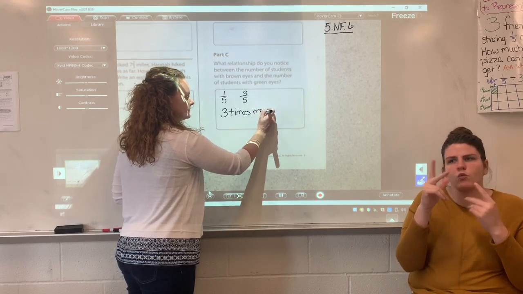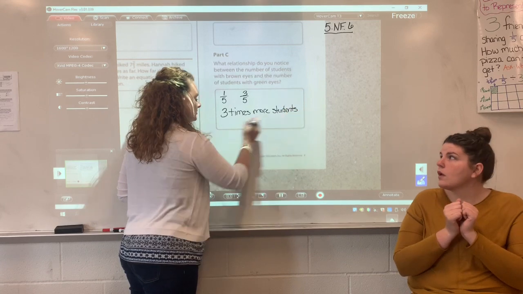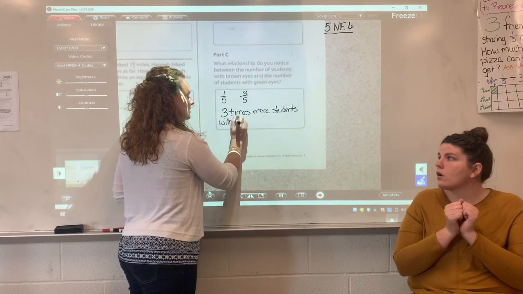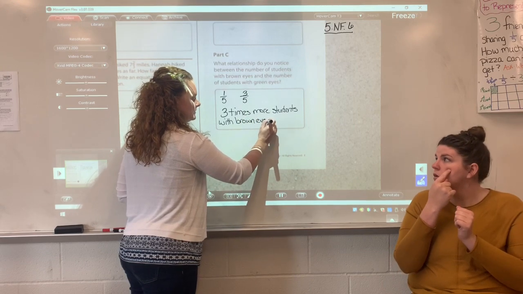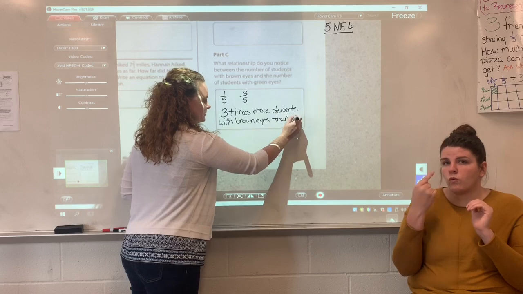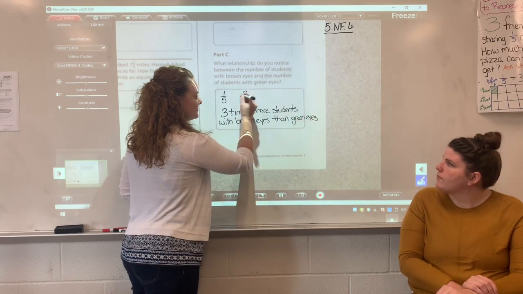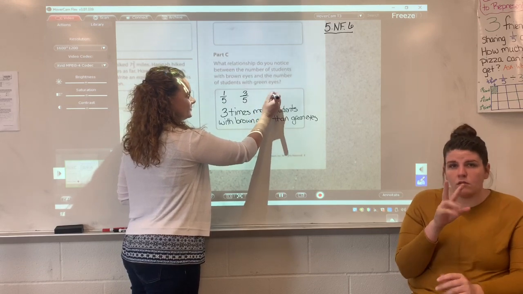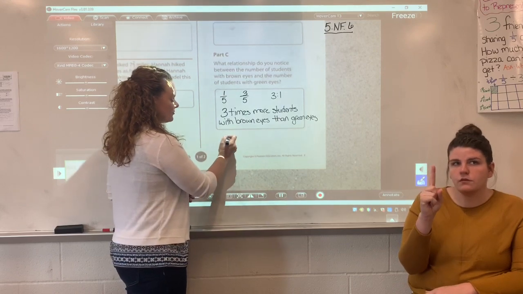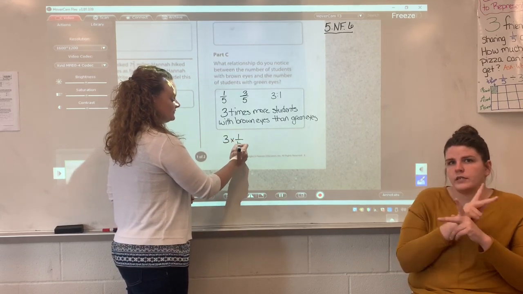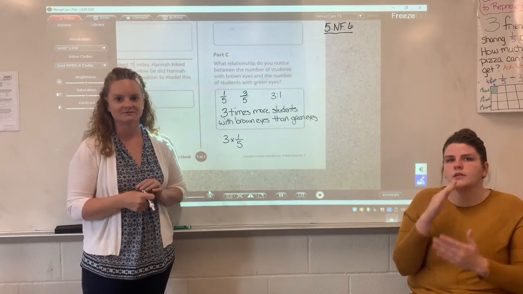more students with brown eyes than green eyes. Okay, so you look at your things up here, it's a 3-to-1 ratio, or we've learned before where we have 3 times the unit fraction. Okay, so 3 times the 1/5. Those are some things that you have seen in the past.